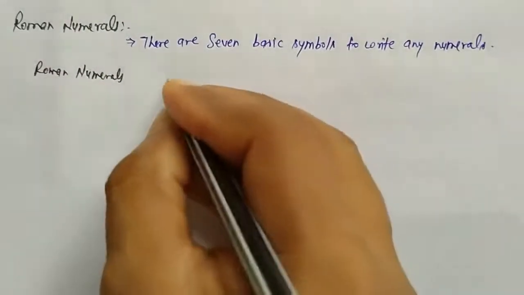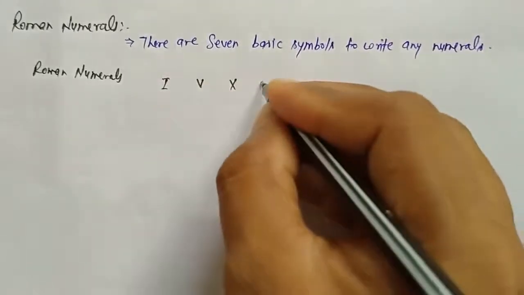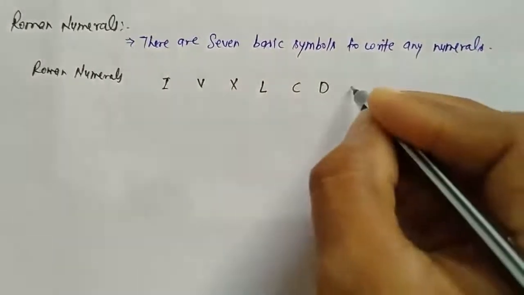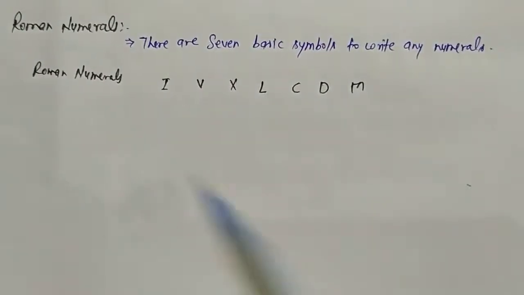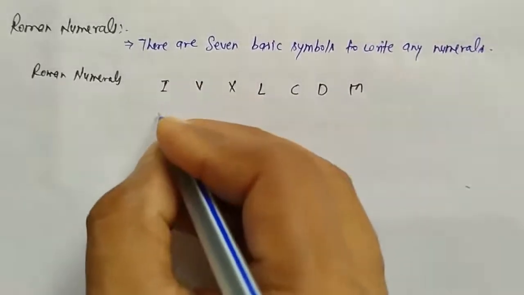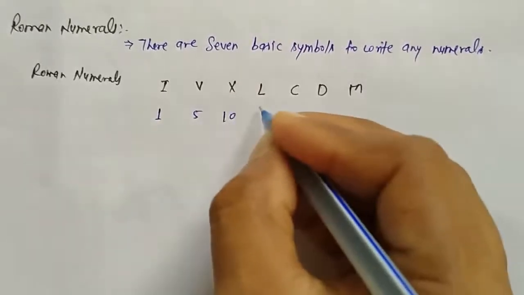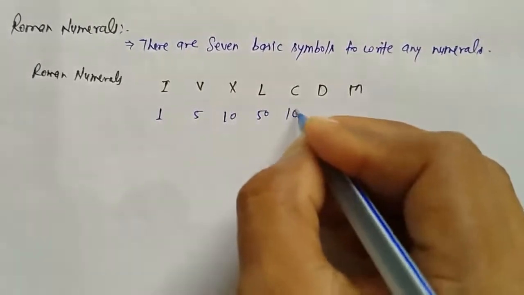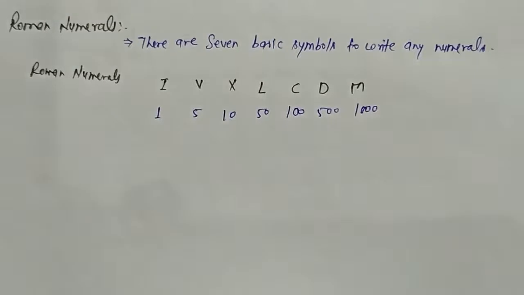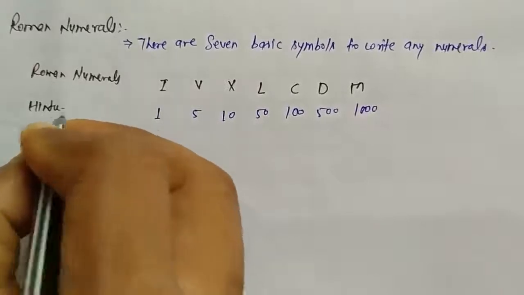And the symbols are I, V, X, L, C, D and M. These symbols are represented in the Hindu-Arabic numeral system: I is 1, V is 5, X is 10, L is 50, C is 100, D is 500 and M is 1000. That is the Hindu-Arabic numerals.